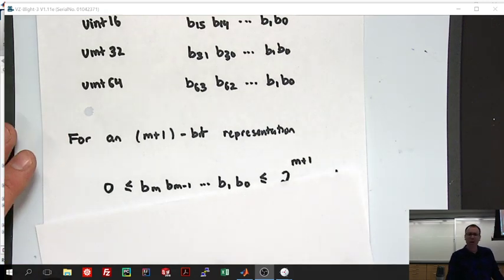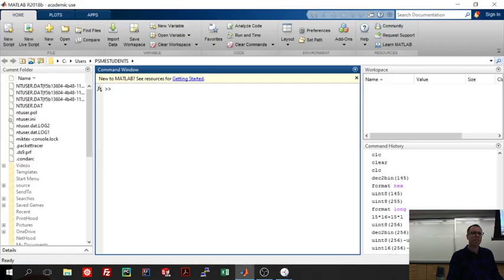And in fact, why don't we write just a little code? So let's check our work here. Let's try to max out uint16. So I would like to get a binary representation that is the largest one that I can do accurately in that data class. So if 16 is the number of bits, what is M? 15. So we would say 2 to the 16 minus 1.